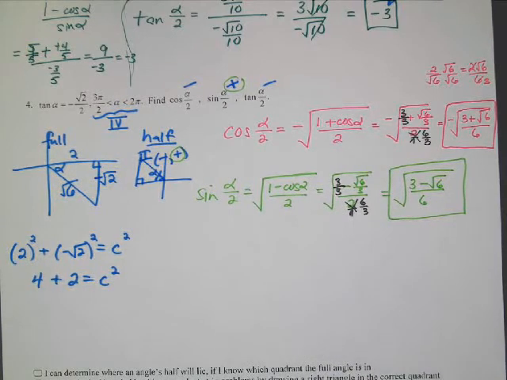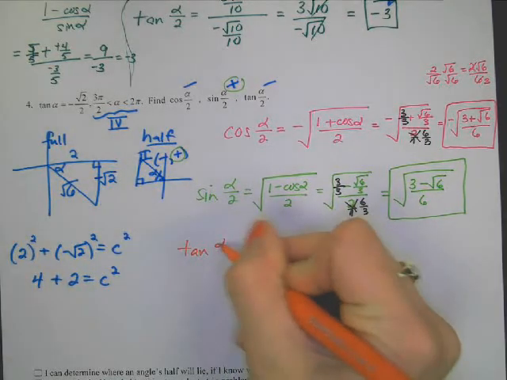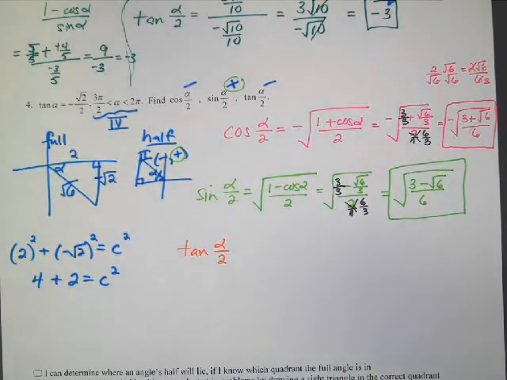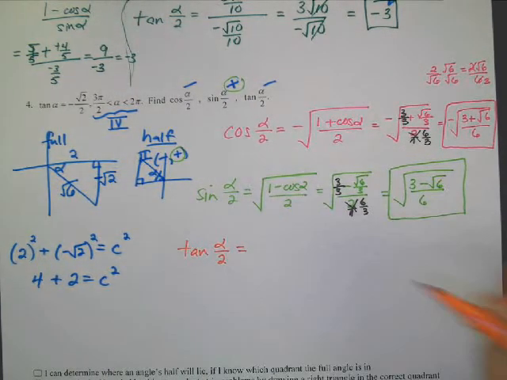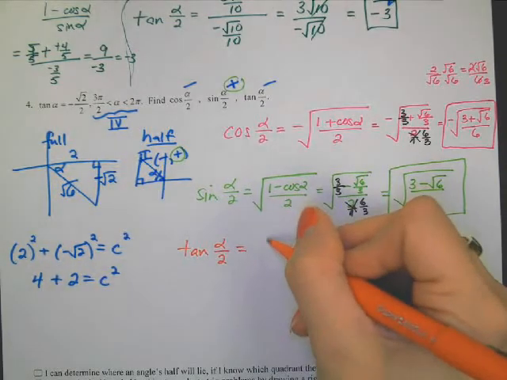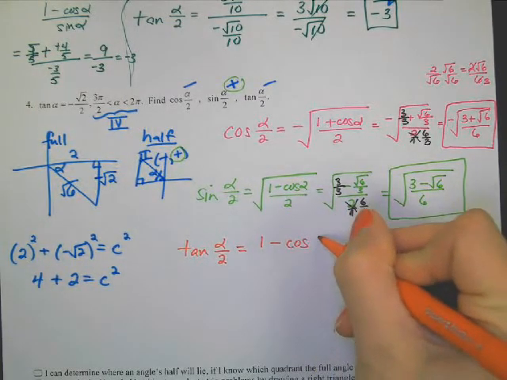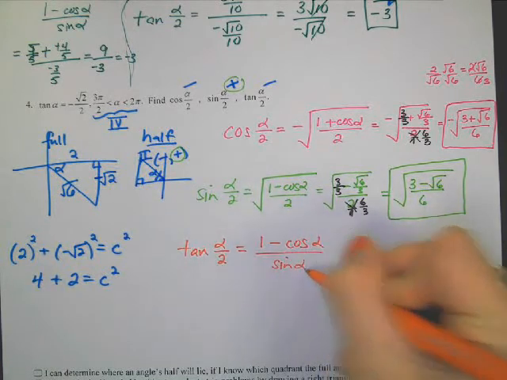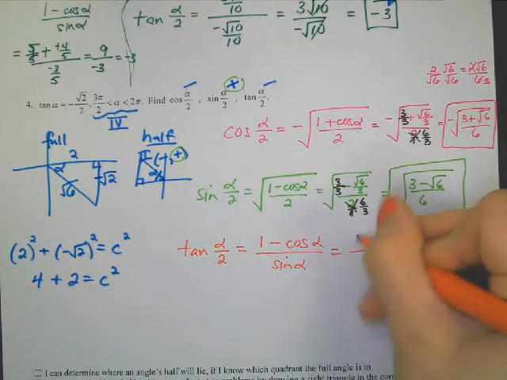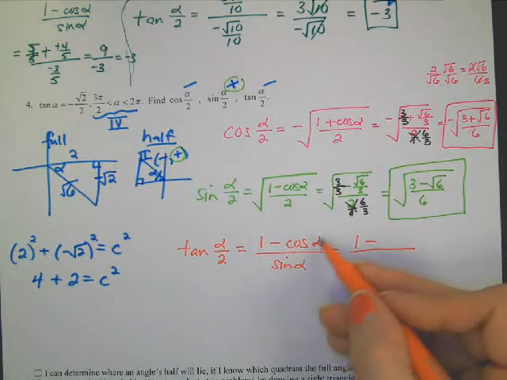Okay, now for tangent. Tangent of half alpha. Now I know that we can do the trick, and we could take this sine and divide by this cosine. But then we're going to have radicals within radicals, and I'm not sure that's the best way. I think the easiest thing here would just be to use the formula. 1 minus cosine of alpha over sine of alpha. So I'm going to do that. 1 minus cosine of alpha. Oh, there it is again. Radical 6 over 3. Sine of alpha, we haven't figured that out yet.